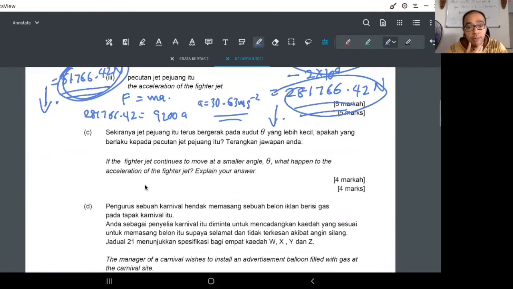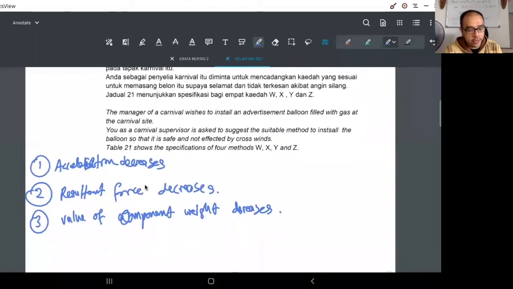I'm looking at this marking scheme and it's repeating the answer. The acceleration decreases, the resultant force decreases. The smaller the resultant force, the smaller the acceleration. And then the last one is the force is inversely proportional to the acceleration. It's the same point and they're repeating it so that they can get 4 marks. Very interesting. No, I will just maintain in this.